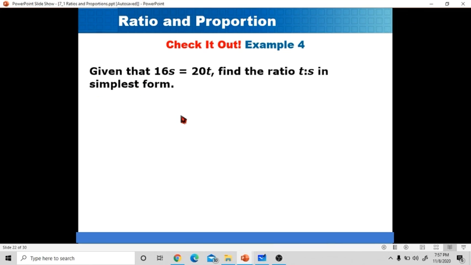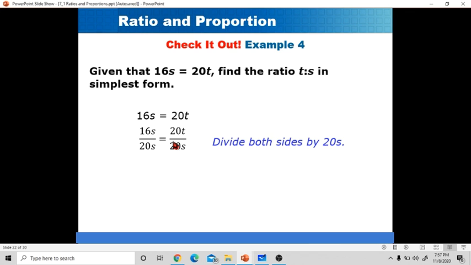Okay, given that 16S is equal to 20T, find the ratio T is to S in simplest form. Okay, same pa rin yung gagawin natin. Write the equation 16s equals 20t. Divide both sides by 20s. It will be 16s divided by 20s equals 20t divided by 20s. It will become 16 all over 20 equals t all over s. Simplify, it will become 4/5 equals t all over s. So ito na ngayon yung ratio ng t is to s, 4/5.